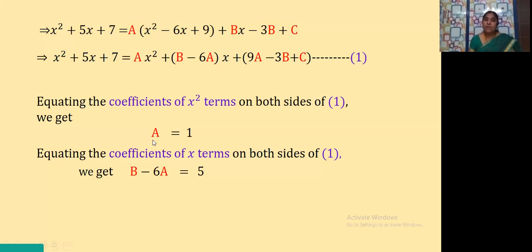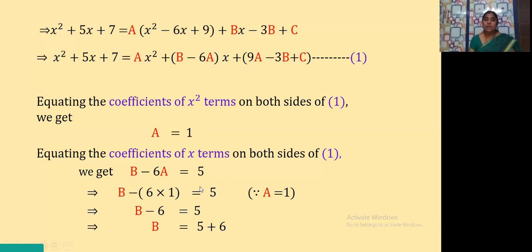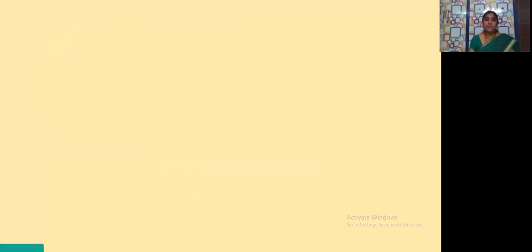Now we already know the value of A, so from here we can substitute the value of A in this equation. B minus 6 into 1 is equal to 5, since A is equal to 1. So we get B minus 6 is equal to 5. So B is equal to 5 plus 6. Minus 6 goes to the other side, so it becomes plus 6. Now B is equal to 5 plus 6, which means B is equal to 11.